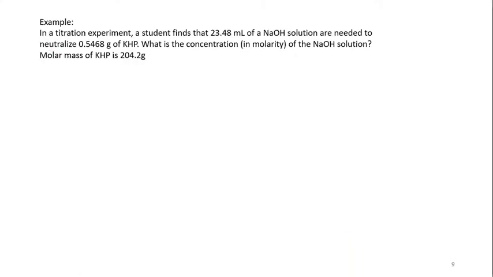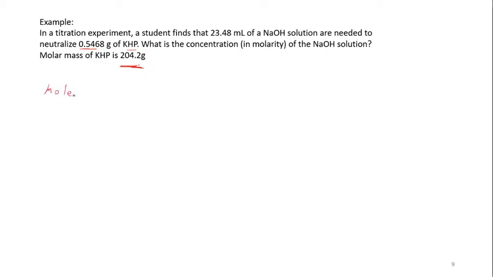In a titration experiment, a student finds that 23.48 ml of sodium hydroxide solution are needed to neutralize 0.5 grams of sodium hydrogen phosphate. What is the concentration and molarity of the sodium hydroxide solution? If I know that the molar mass of sodium hydrogen phosphate is equal to 204.2 grams, and I know the grams, I can find out the moles of the hydrogen phosphate that are involved in this reaction.